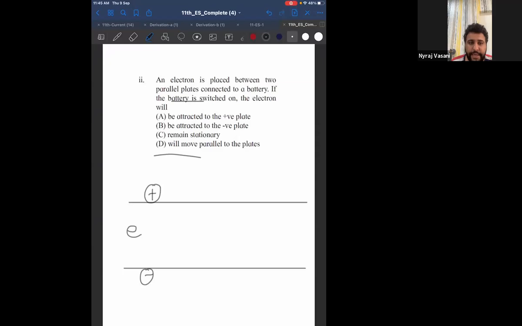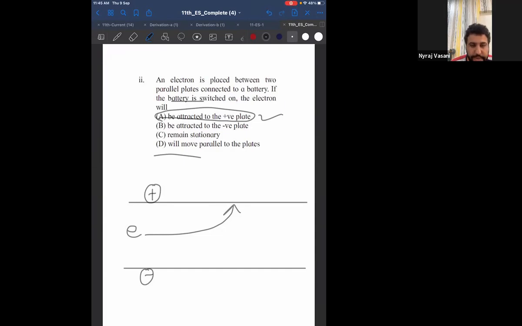Electron is negative, so it will be attracted to the positive terminal. Therefore, can I say when the battery is switched on, electron will get attracted to the positive plate? Therefore, answer will be A. Direct logic. Because unlike charges attract. Now I will change the question. Now this answer is A, that I hope everyone made a note.